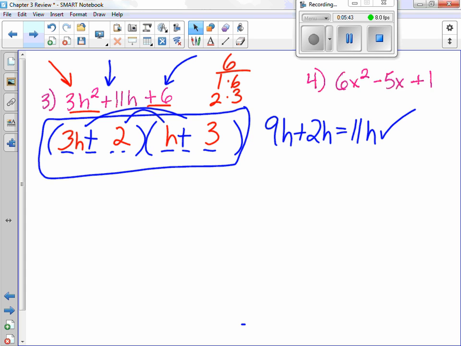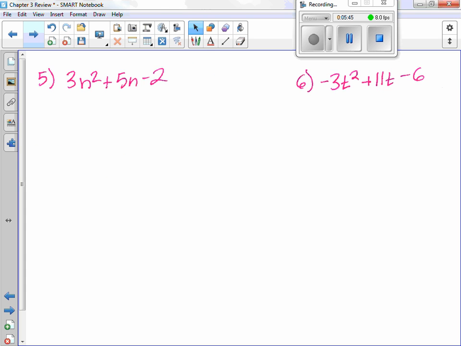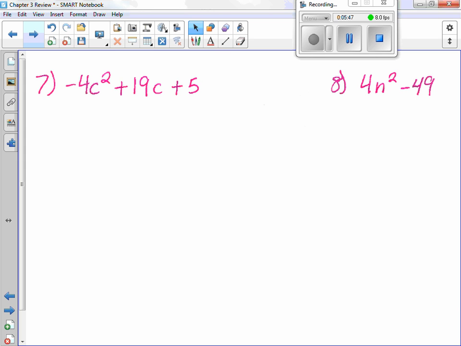If we're good with 1 through 6, how about 7 through 12? Any of those that we want to look at? Any questions on 7 through 12? Number 10.